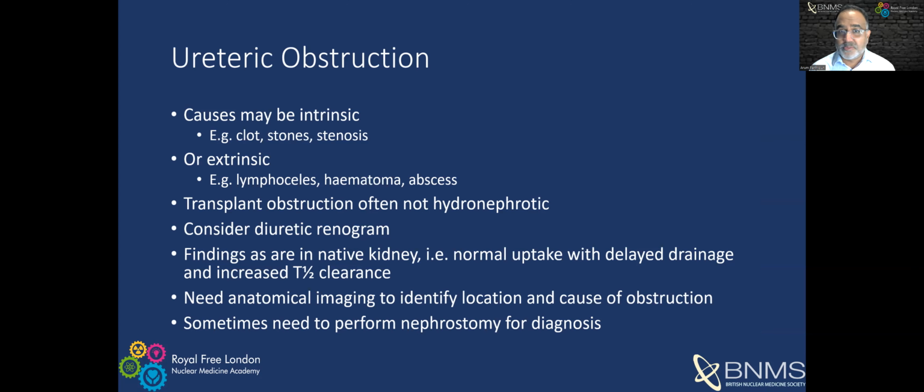You should use anatomical imaging such as a CT or ultrasound to try and identify the location and the cause of the obstruction. And sometimes you can't diagnose obstruction just on the renogram, and you might need to perform a nephrostomy just to make that diagnosis and confirm the diagnosis of obstruction.